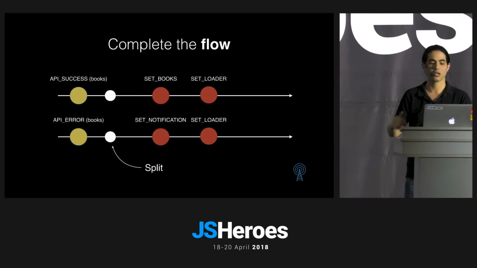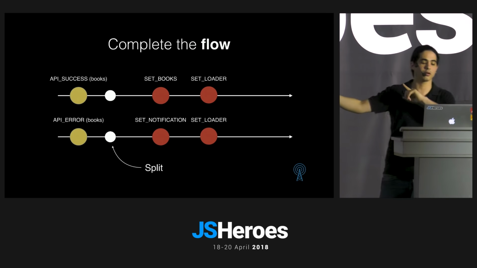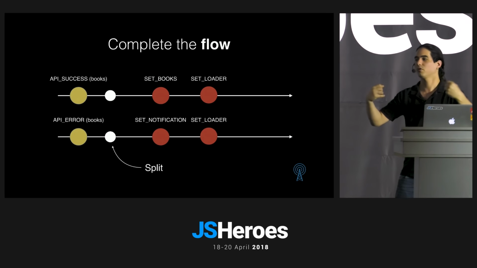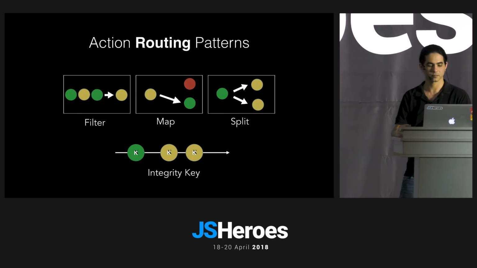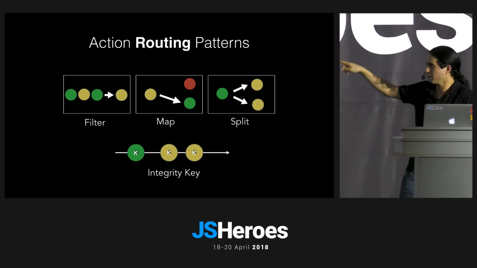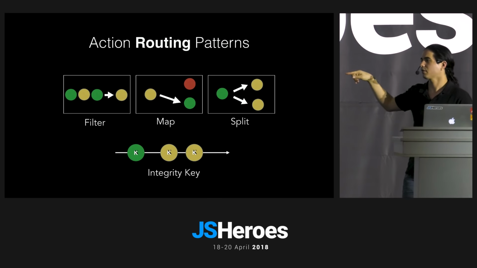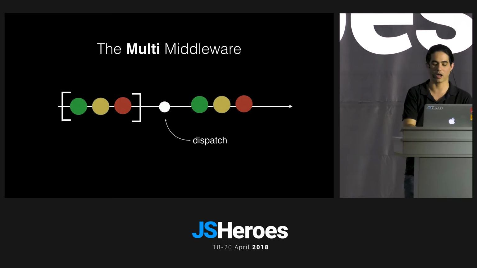Back to my books. I want to catch API success that related to books and split it into two document actions, and then send them to two different reducers. The set loader to the UI reducer, the set books for the books reducer. That's how I keep my reducers clean and separated. All right, sounds good? And I use this entity attribute to keep the context. Let's try to see it in action.